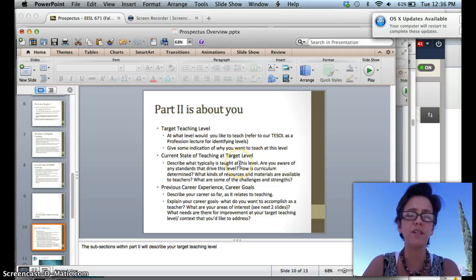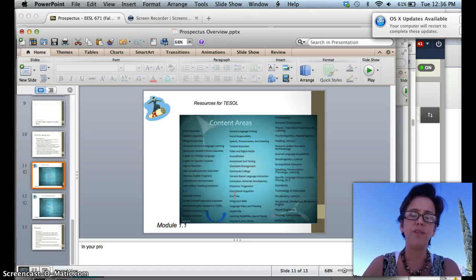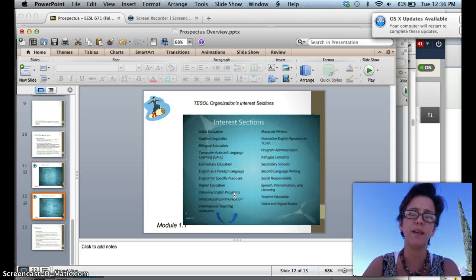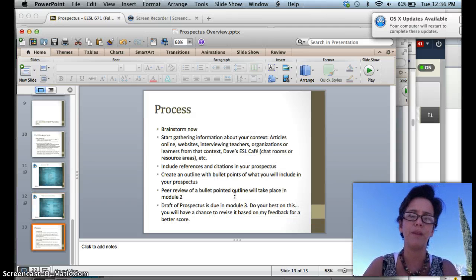And the final section is about your previous career experience. So talk about yourself, your career so far, and explain your goals for teaching at that level. What do you want to accomplish? What are some needs for improvement that you'd like to address teaching in that context? You can see some resources for TESOL, some content areas, and some interest sections that you might look at to see what kinds of goals you might talk about.